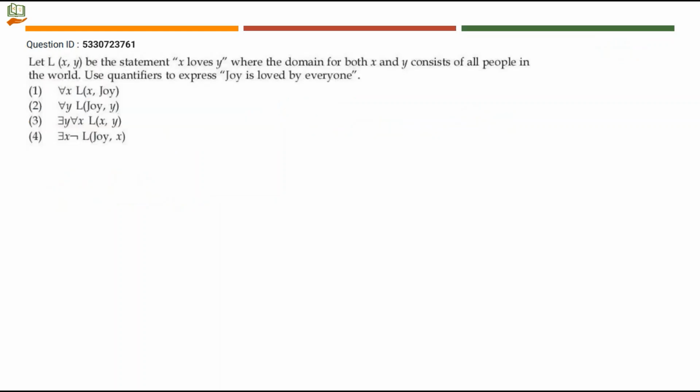Next question. Let L of x comma y be the statement x loves y, where the domain for both x and y consists of all people in the world. Use quantifiers to express joy is loved by everyone. Here they have mentioned x and y consists of all people, and here they have mentioned everyone. Both the terms are actually the same. When we say all people, it includes everyone, everybody, all the people in the world. Anything can be synonymous to it.